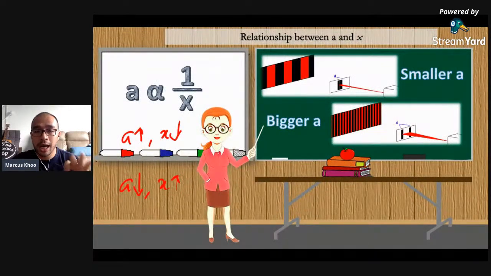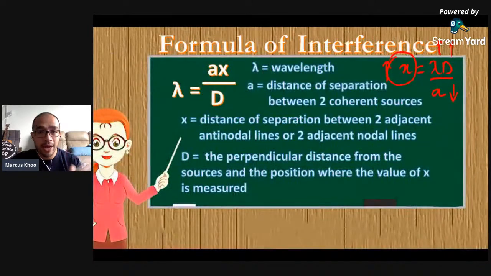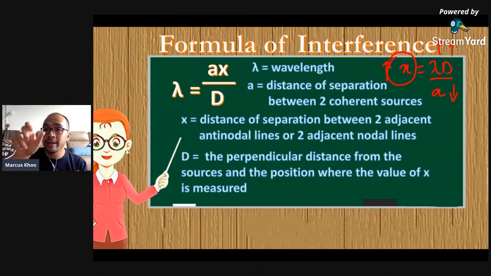Okay, basically, if I ask you a question now, how do you produce an interference pattern where the distance between the two bright fringes is smaller? So you want a smaller X. Okay, if I want a smaller X, this one must be small.